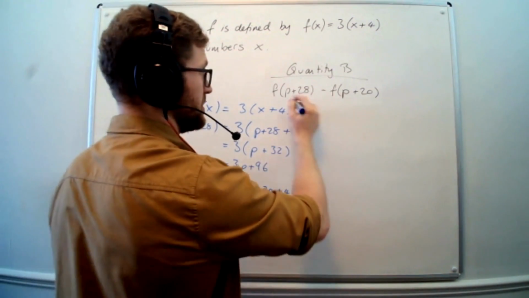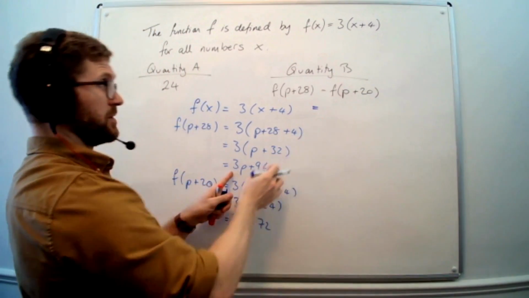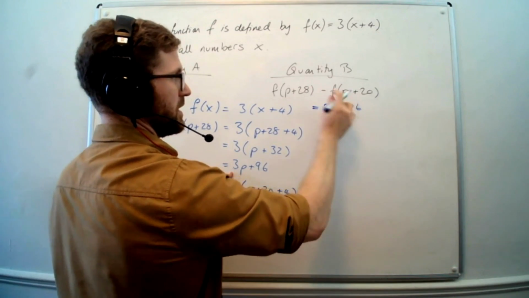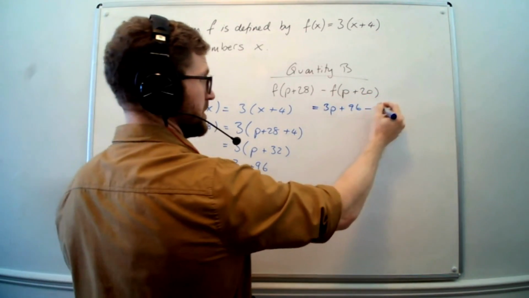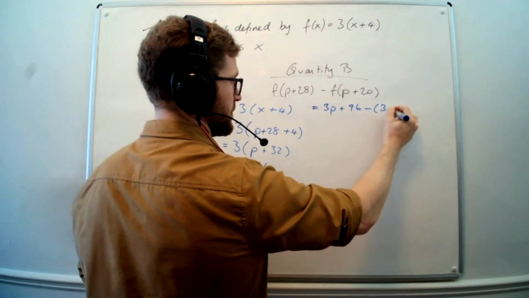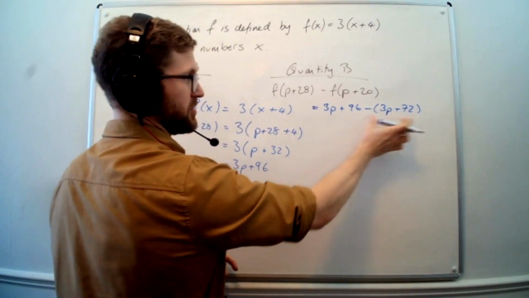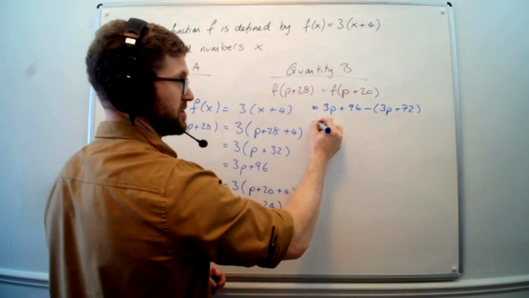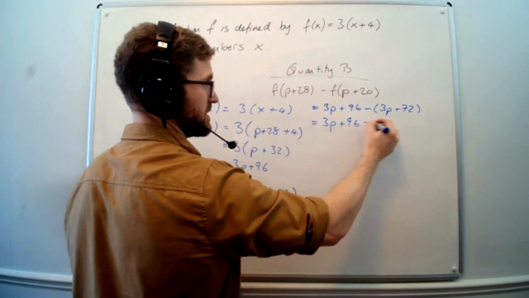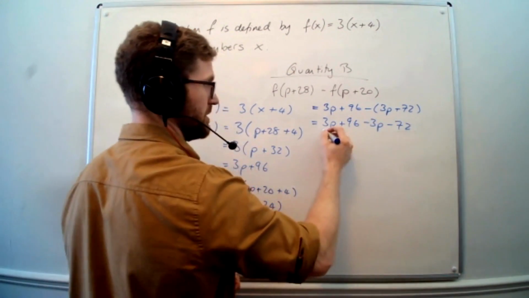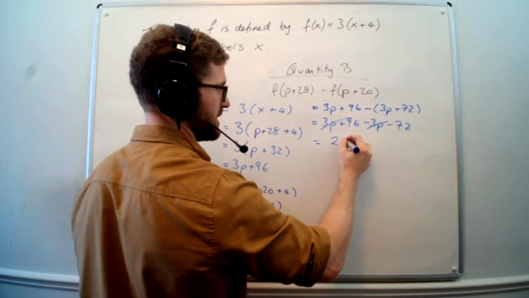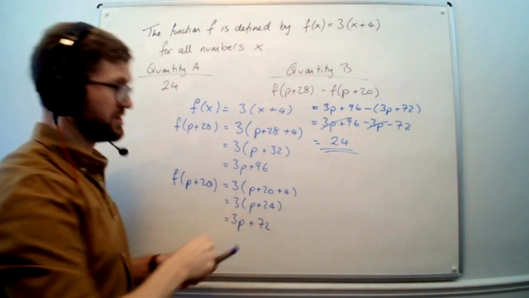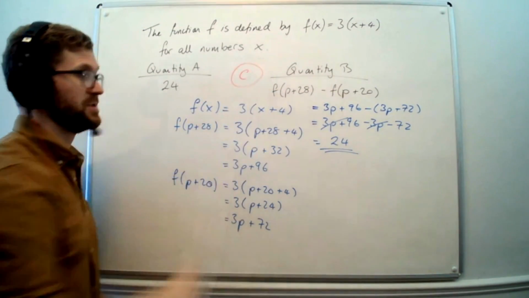Overall, quantity B is going to be f of p plus 28, which is 3p plus 96, minus f of p plus 20, which is 3p plus 72, being careful to stick that in parentheses because I've got the negative sign in between the two values of the function. So I've got 3p plus 96 minus 3p minus 72. The 3p's are going to cancel. The whole thing leaves me with 24. And so quantity A, 24, is exactly the same as quantity B. My answer to this question is going to be C.